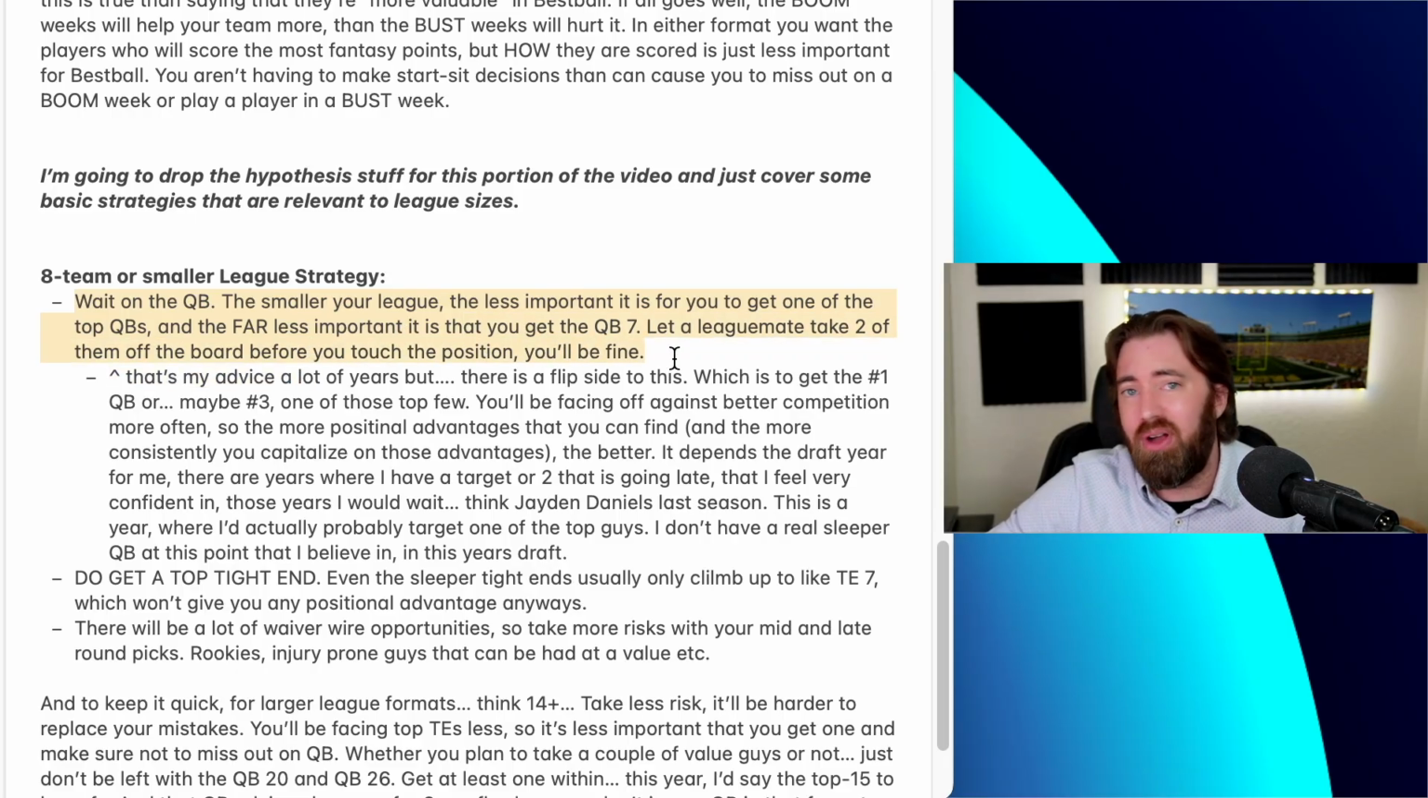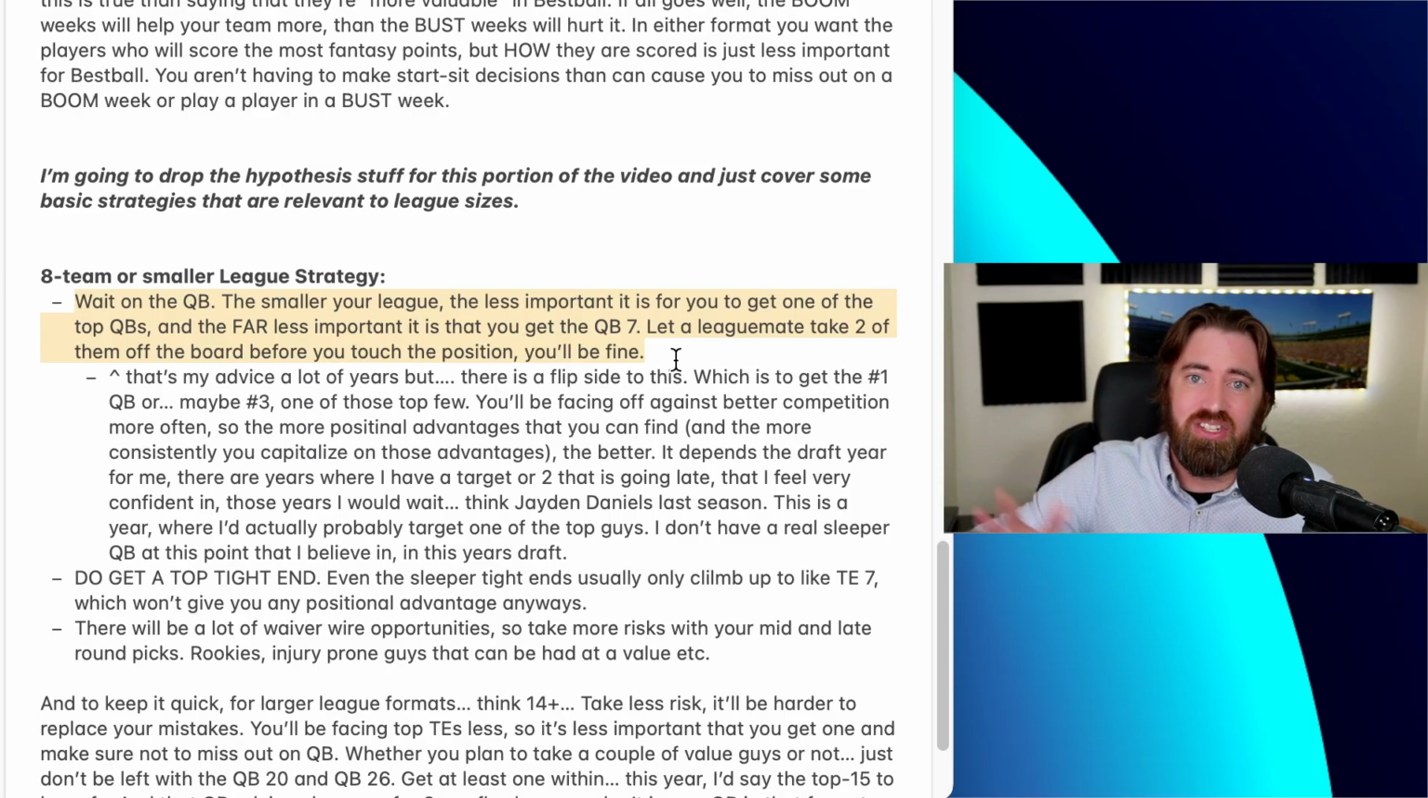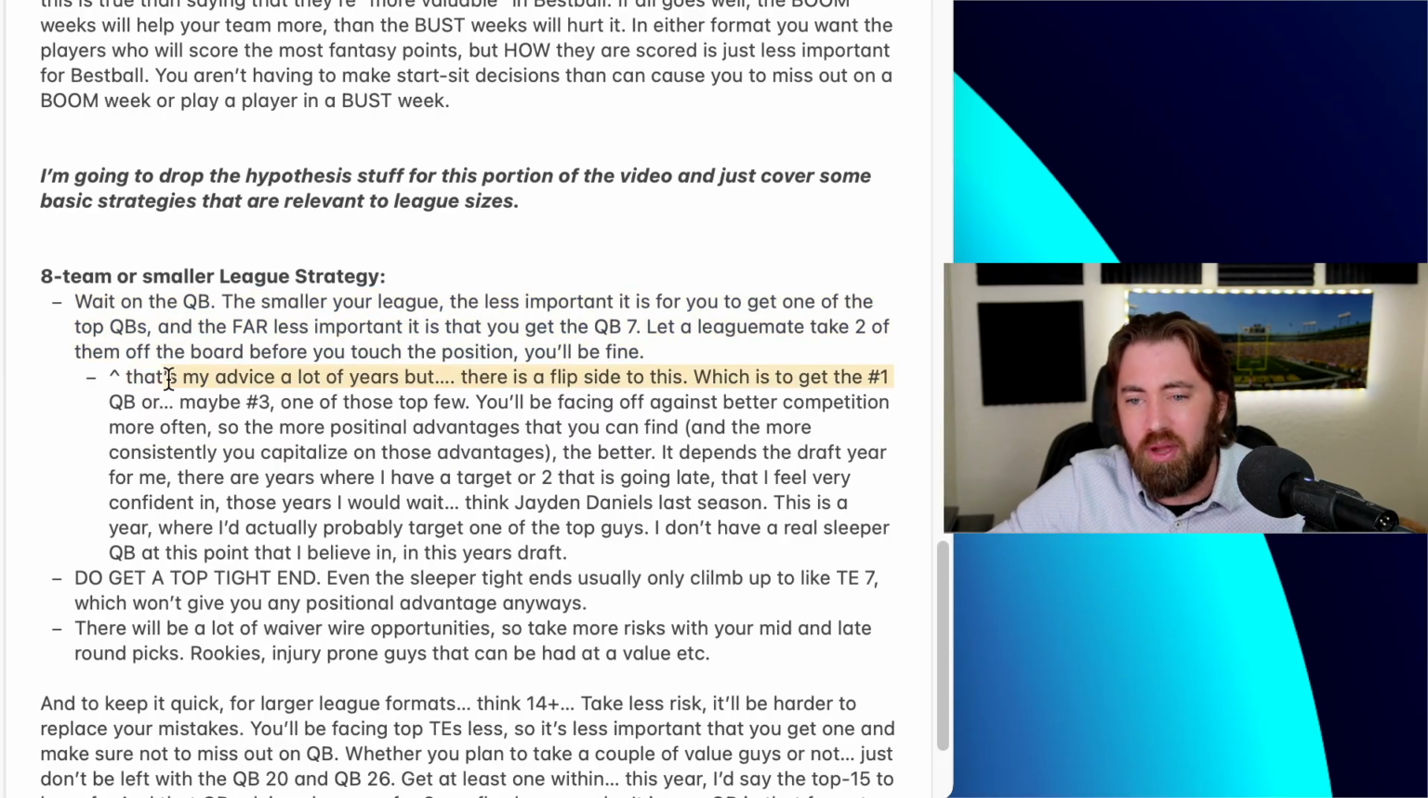and you'll still be fine, because once you get to quarterback 7-ish, quarterback 18-ish is just not going to have a huge difference on the end results of how many weeks you end up winning games or not. That's just mathematically how it works out, theoretically, all that good stuff. But what I do want to say, I'm going to backtrack here a little bit. That's my advice a lot of the years, but there is a very valid flip side to this argument, which is to go out and get the number 1 quarterback.